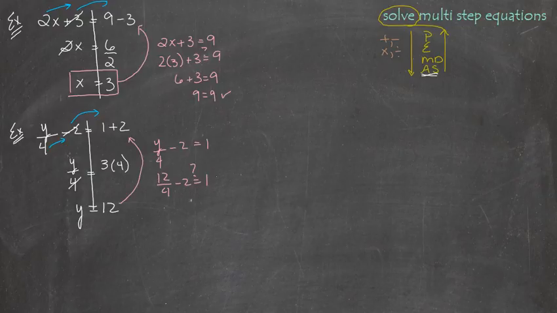I'm simplifying, so I'm going to go back to PEMDAS down, which means I have to do the multiplication and division first. 12 divided by 4 is 3, minus 2 equals 1. 3 take away 2, 1 equals 1. That is true, so I can say that y equals 12 is the correct answer, or is the solution for this equation. Let's do another one.